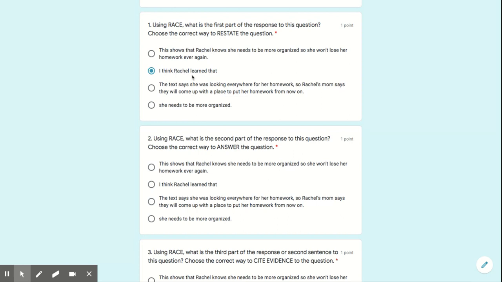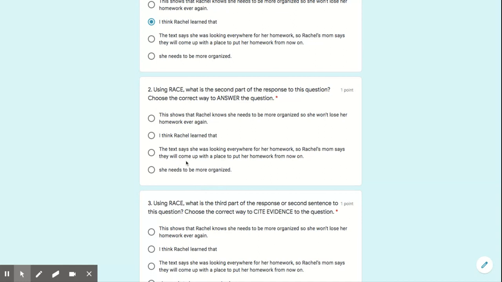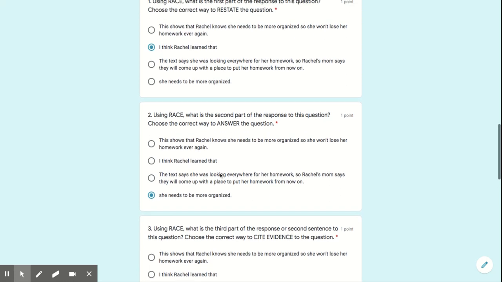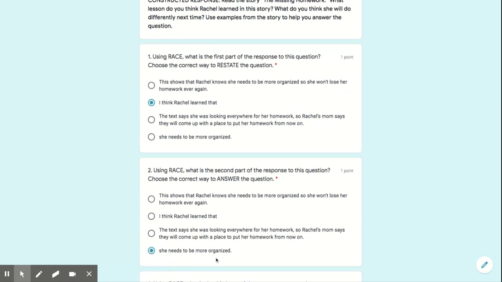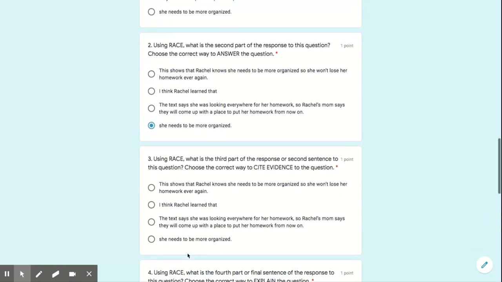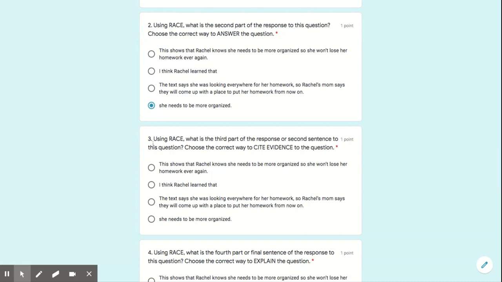So I think Rachel learned that, and then we have to choose what she learned. And if you look down here, she needs to be more organized. And you double check. Does that answer the question? What did Rachel learn in the story? She needs to be more organized? Yes. So R and A go together. Now we go on to number 3.